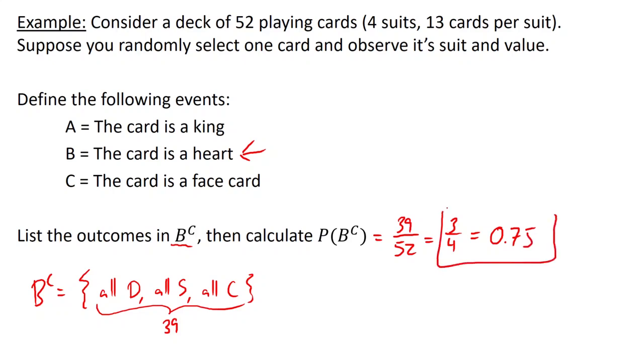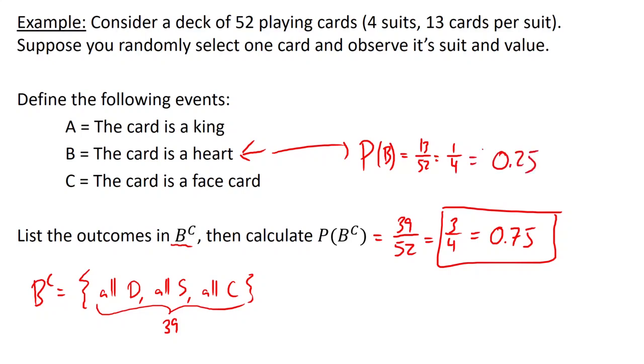Because what's the probability of B itself? It's 1/4, 13 out of 52. It's 25%. And that's how it should be, right? Because together, an event and its complement should make up 100% of the sample space. All right? Okay. That's the notation in the quiz.